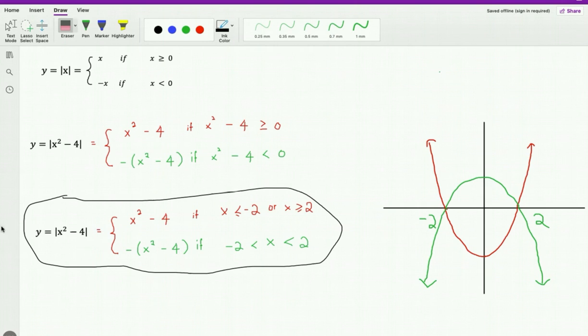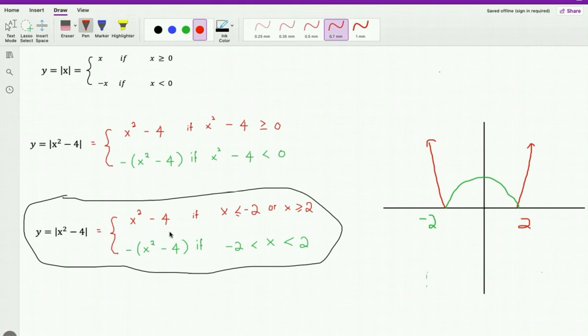Basically, I'm graphing the absolute value function, right? So I need to take out all the negative values below the x-axis, and now it becomes the function y equals the absolute value of x squared minus 4. So let's check the criteria. We have x squared minus 4 when x is less than -2 or x is greater than 2. So this is 2, right? It exists when x is less than -2 and when x is greater than 2.